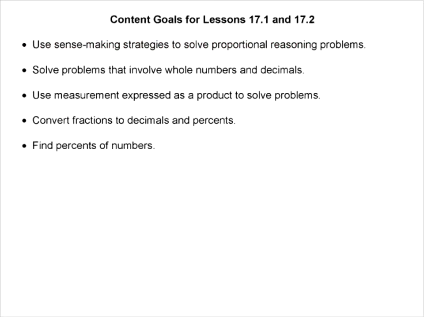So here are the content goals for 17.1 and 17.2. These are taken straight out of your student pages, so I'm not going to read them because you can look at them. But I do want to emphasize that the problems in these lessons should be solved using sense-making strategies rather than setting up proportions. Even if a student already knows how to set up and solve proportions, you can do that, but know that cross multiplication is just another trick if students don't understand why the strategy works.